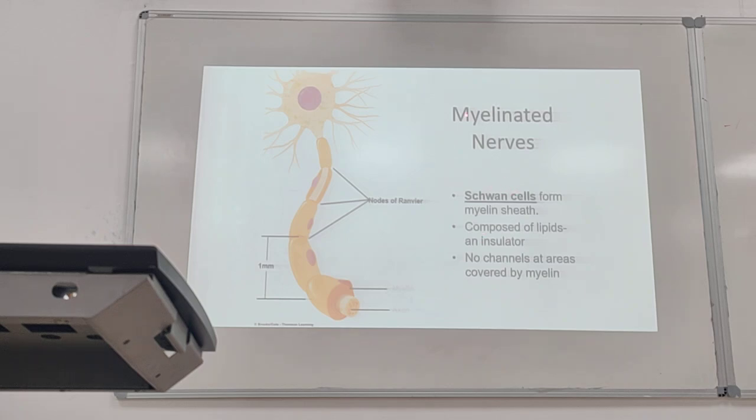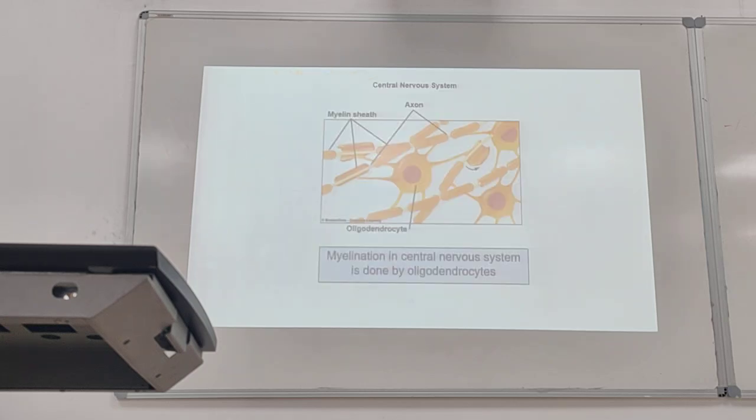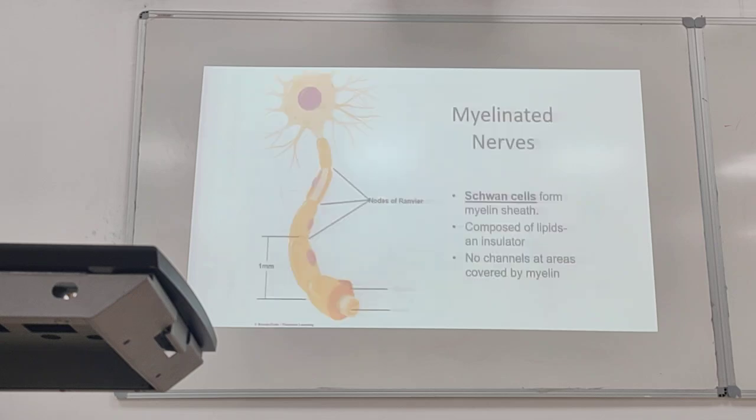Now, what is myelination? Myelination is this sheet which is formed around a neuron. It is just like this, my sleeve. So how is it formed? This is formed by the Schwann cell going around a nerve fiber. Okay, so this is the myelinated nerve. Now, myelination in the central nervous system is done by oligodendrocytes.